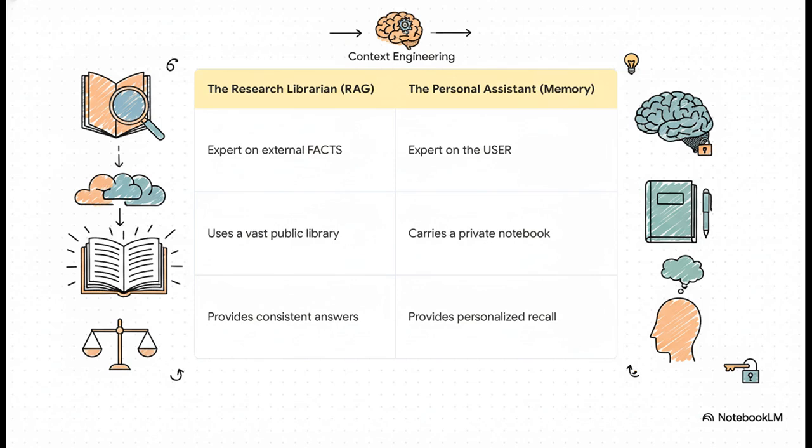Think of RAG as the AI's research librarian. It goes to a huge shared library of static documents to pull up established facts about the world. But memory is the AI's personal assistant. It follows you around with a little private notebook, jotting down dynamic, personal details about you, your likes, your goals, what you talked about last week. So RAG makes an AI an expert on facts. Memory makes it an expert on you.